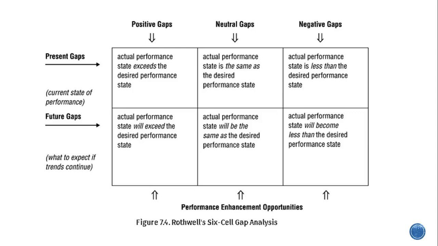In a previous slide, I talked about positive, neutral, and negative gaps. So here are some situations when that would occur. Present positive gaps: actual performance state exceeds the desired performance state. Present neutral gaps: actual performance state is the same as desired performance state. And then present negative gaps: actual performance state is actually less than the desired performance state. That's when you're taking a look at what you're actually doing and thinking about how it's impacting everything right now, right in the present. Therefore, it's called present gaps.